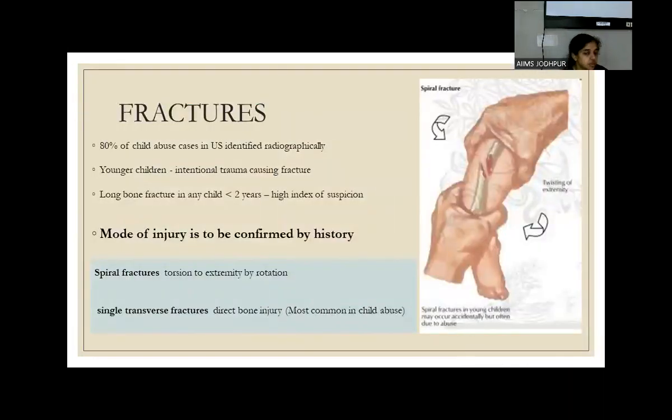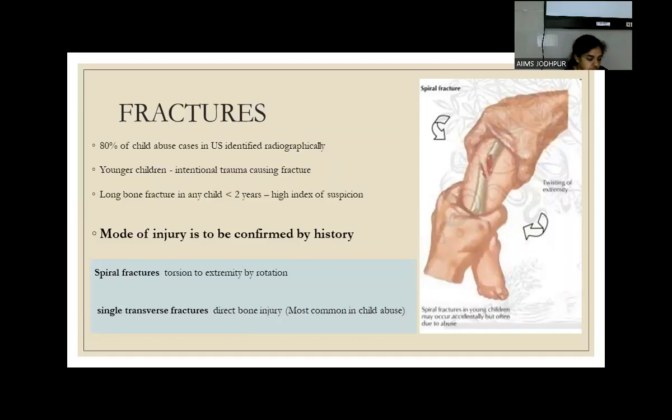Coming to the next presentation, fractures, it is seen that 80% of the cases are identified on radiographic imaging, and in young children, mostly it is intentional trauma that causes fracture. It is less likely that unintentional trauma can cause fracture, because it needs a large amount of force to produce this kind of injury. So any long bone fracture in a child less than 2 years has to have a high index of suspicion, and always the mode of injury is to be confirmed by the history of presentation and how exactly the child sustained the injury.